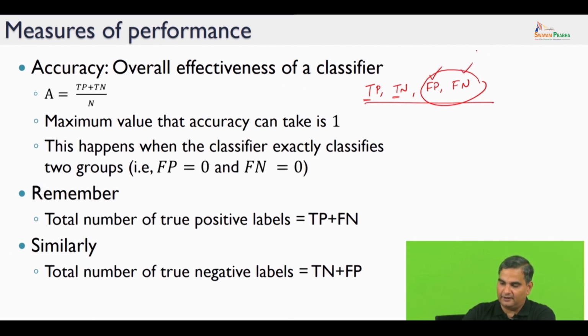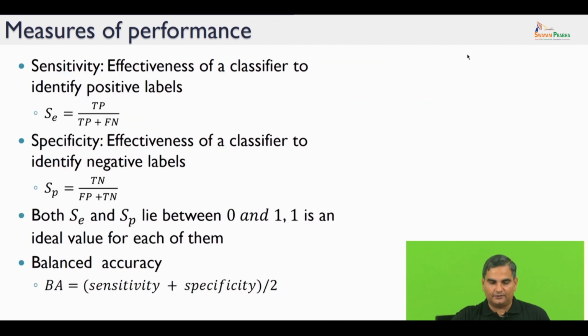Now, because n is a sum of all of these, and we noticed from the last slide that these are the off diagonal elements, and I said the best classifier is one which has 0 off diagonal elements. So, when n is the sum of all these 4, if these both are 0, n will become TP plus TN. So, accuracy equals 1, which is the maximum value that accuracy can take. So, this is an important measure that people use to study the performance of classifiers.